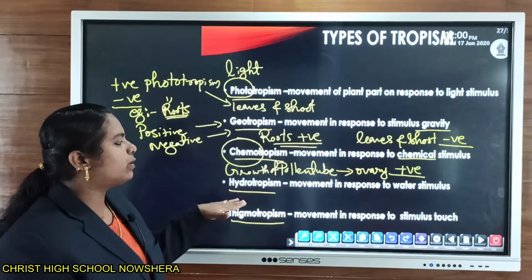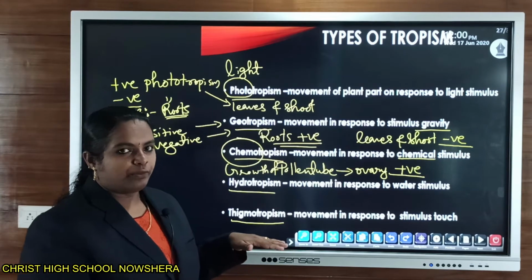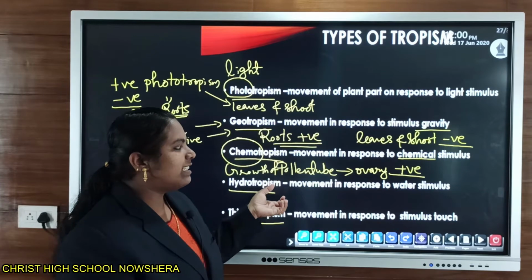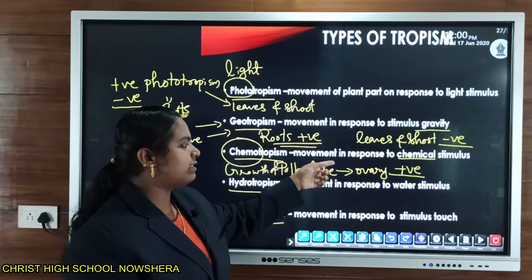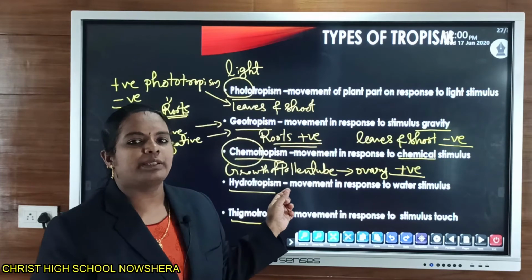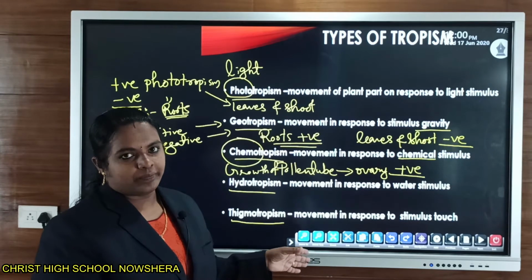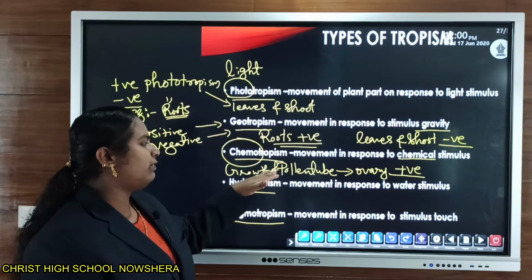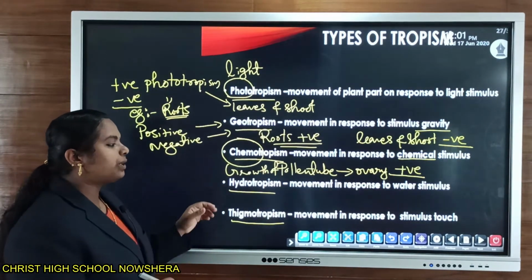Clear? So during the process of fertilization, the pollen grain which falls over the stigma absorbs some of the nutrients as well as the chemicals which are secreted from that part. The pollen tube will move towards the ovary. This growth of pollen tube towards the ovary is due to certain chemical substances present in the style. So we can say that the growth of pollen tube is an example of positive chemotropism. Clear? Then the next type of tropism is hydrotropism.